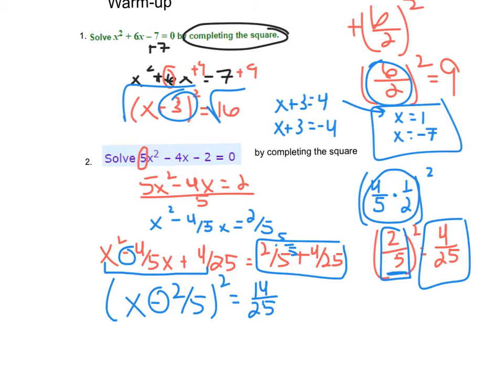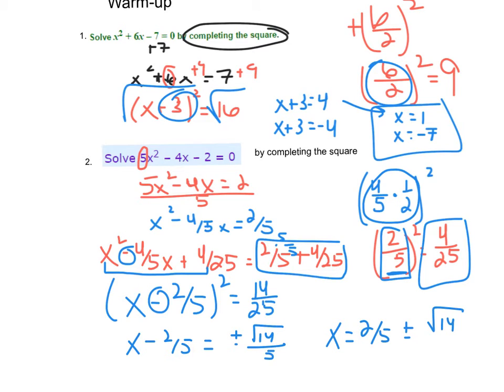So then you square root both sides, leave again things in terms of radicals. So I would do plus or minus radical 14 over 5, because the square root of 25 is 5, and then add the 2/5. So you end up with 2/5 plus or minus radical 14 over 5, or you can write it as 2 plus or minus radical 14 all over 5. Either one works, but you should have fractions, not decimals. Thanks very much. All right, moving on.